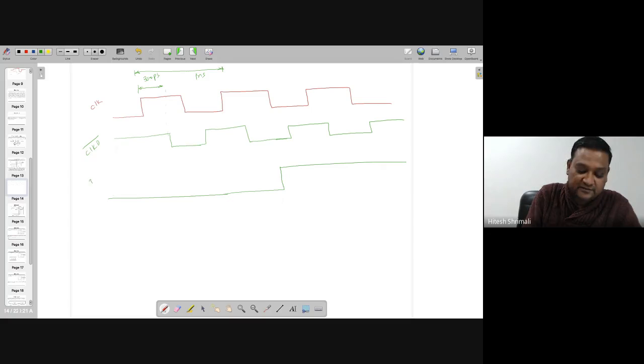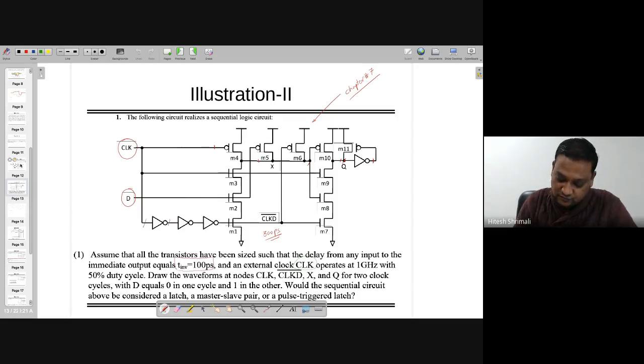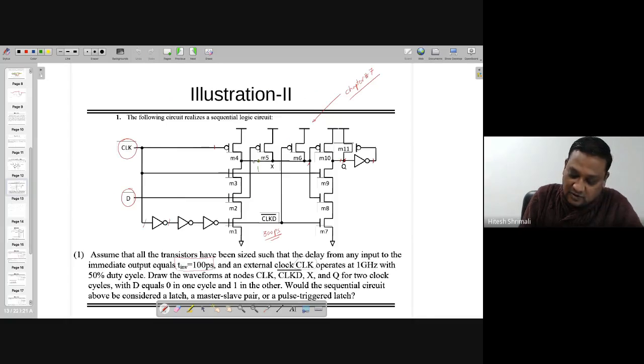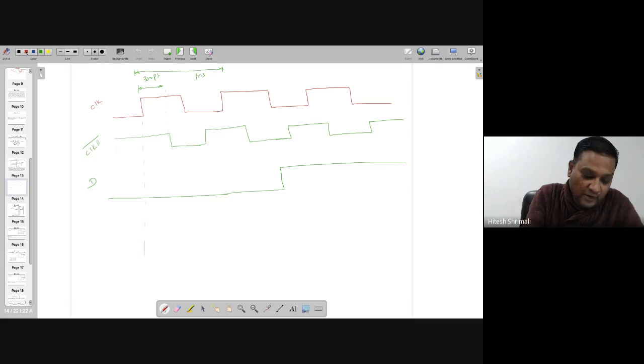If this is D, right? Now, what is going to happen? Let's start from there. If clock is 0, the output is 1, when clock is 0, right? So when clock is 0, output X, because we need to draw X and Q both together. So X is actually 1.